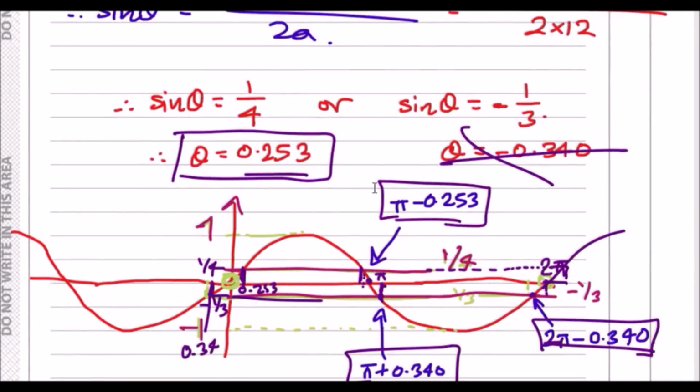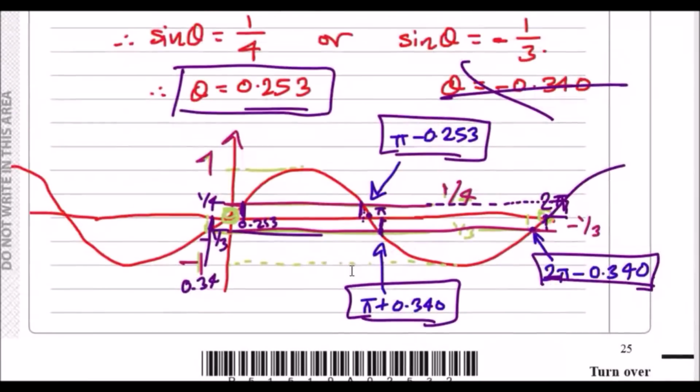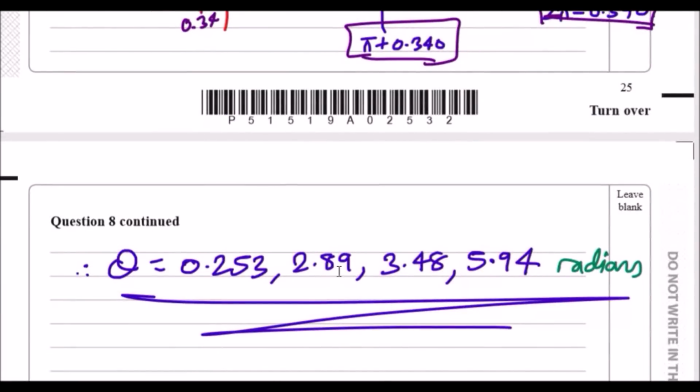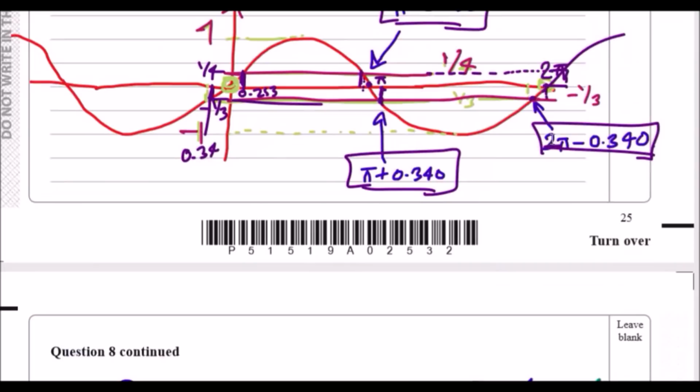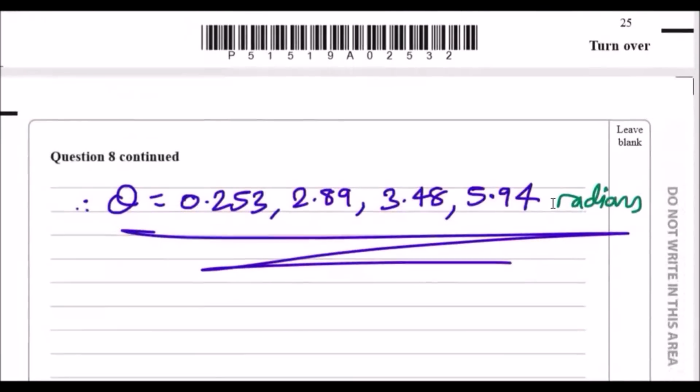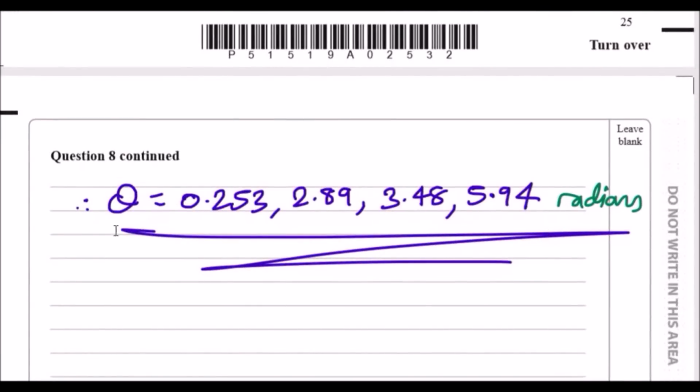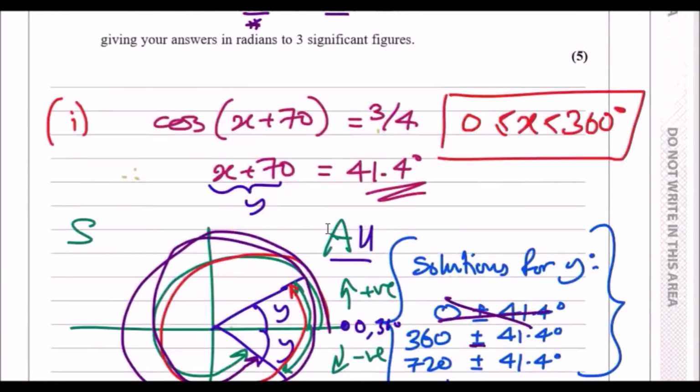So smashing this in the calculator, you get 2.53 there. Pi minus 0.53 should give us 2.89. Pi plus 0.34 should give us 3.48. And finally, 2 pi minus this value should give us 5.94. Done. And keep all your answers to 3 significant figures because that's what they wanted, yeah?